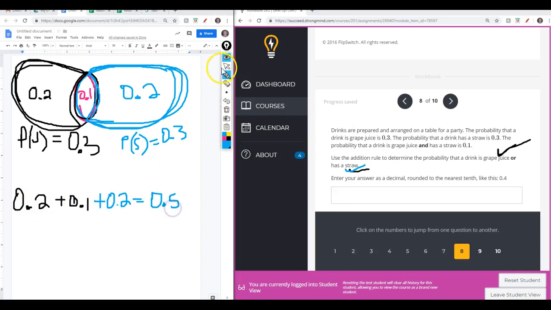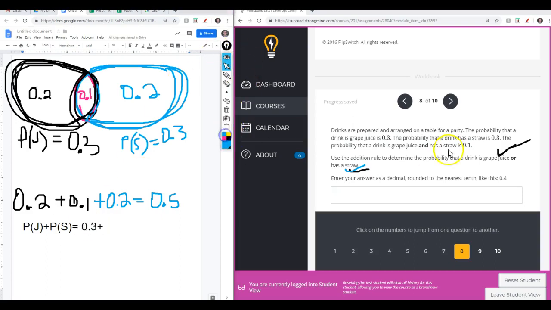Or you could use the probability rule and say, well, I have the probability of it being grape juice, the total probability of that, plus the probability of it being a straw, is going to equal the probability of it being grape juice. Well, it is this whole area being grape juice. That whole area right there is grape juice. Notice it includes this intersection where some of those grape juices had straws. But the probability of pulling grape juice is 0.3.